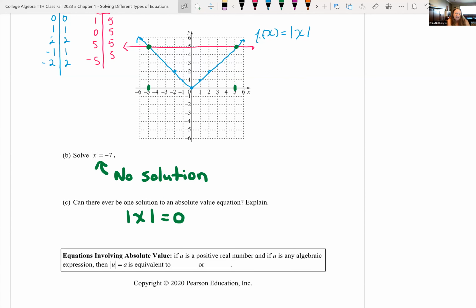Okay, so equations involving absolute values: if a is a positive real number, and if u is an algebraic expression, then we can say that the absolute value of u equals a is equivalent to u equals -a, or u is equal to positive a. So we're going to take what's inside the absolute value and set it equal to the negative of the other side, and we're going to set what's inside the absolute value equal to the positive of the other side. And then we're going to solve.